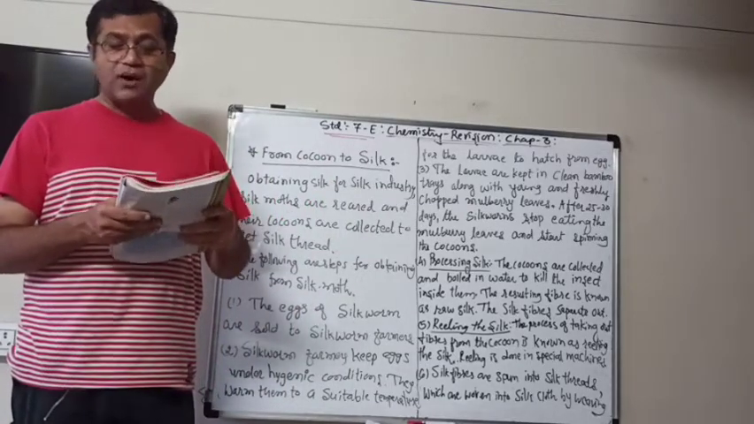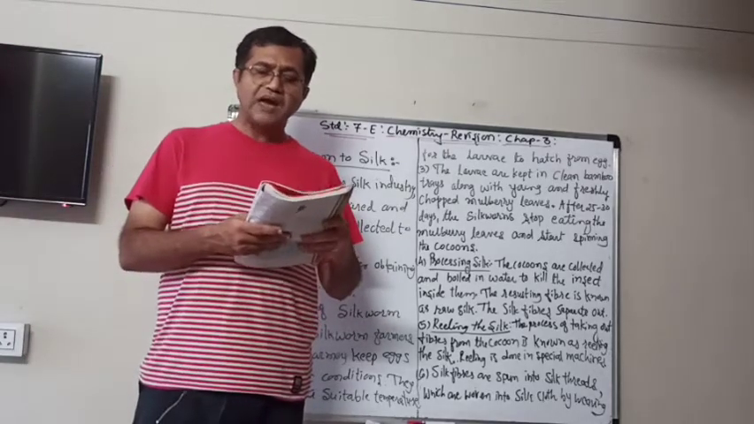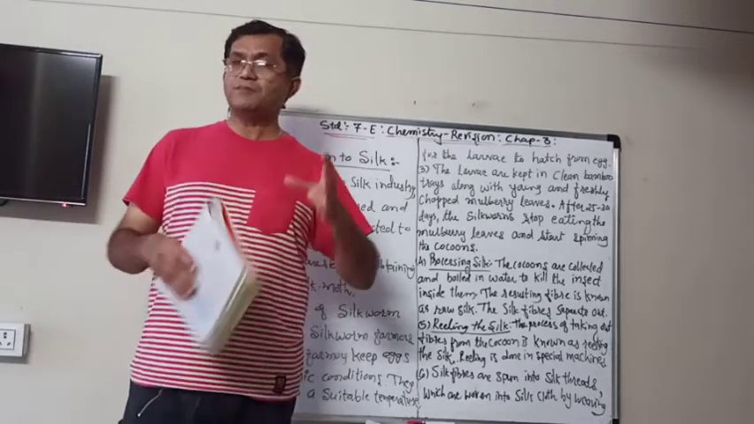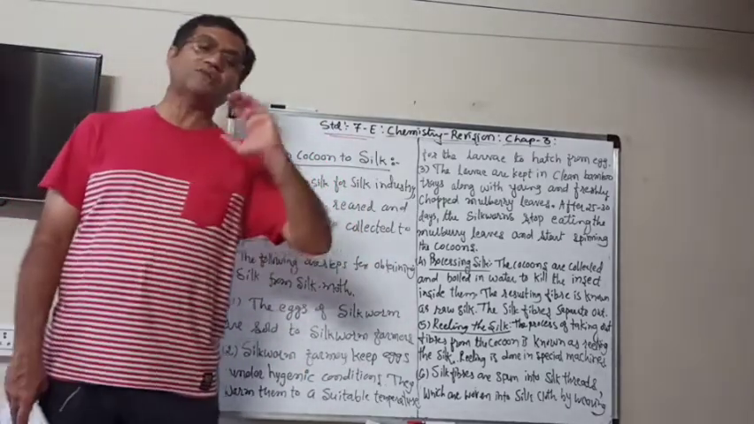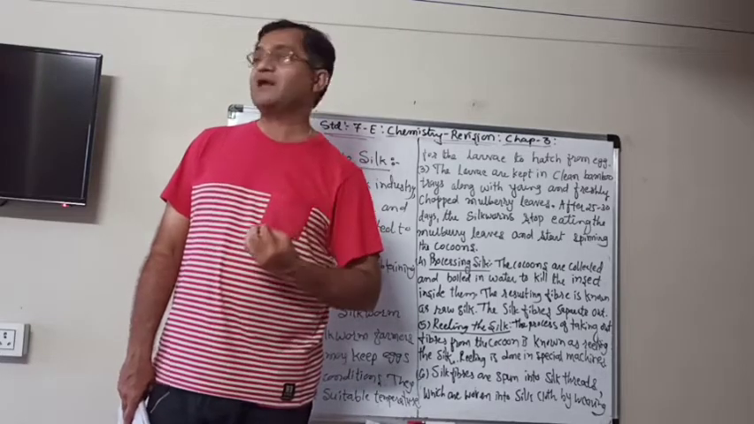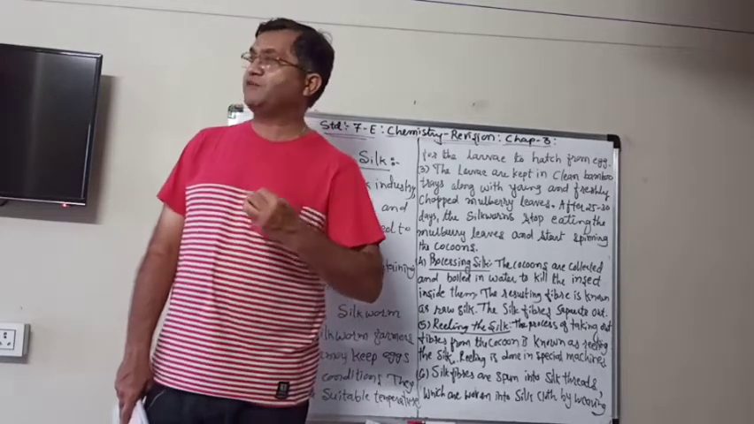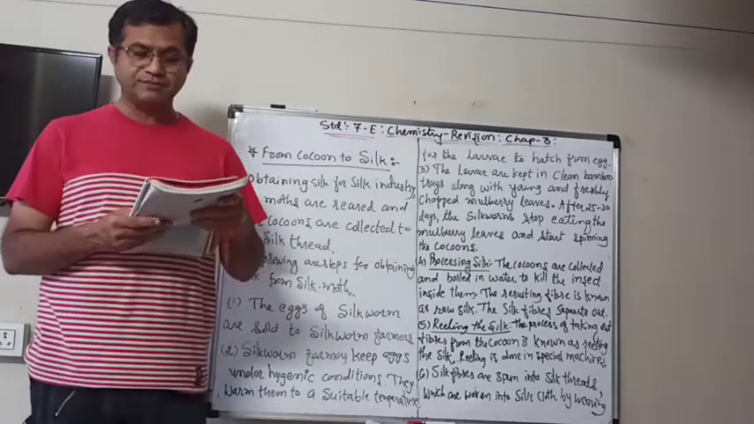The eggs are warmed to a suitable temperature for the larva to hatch from the eggs. So it needs a suitable temperature. If the temperature is less or more, they cannot hatch properly and the larva cannot come out. Therefore, the proper temperature is maintained there.